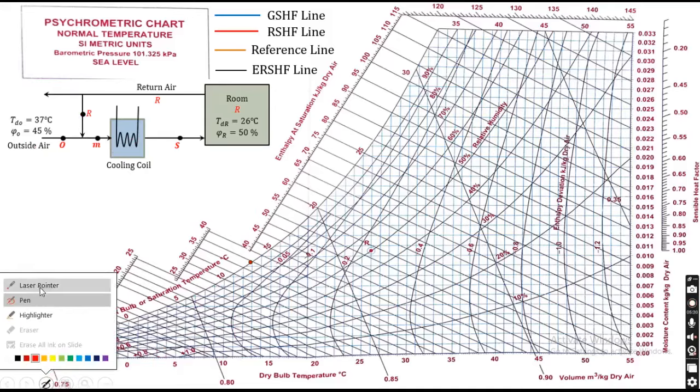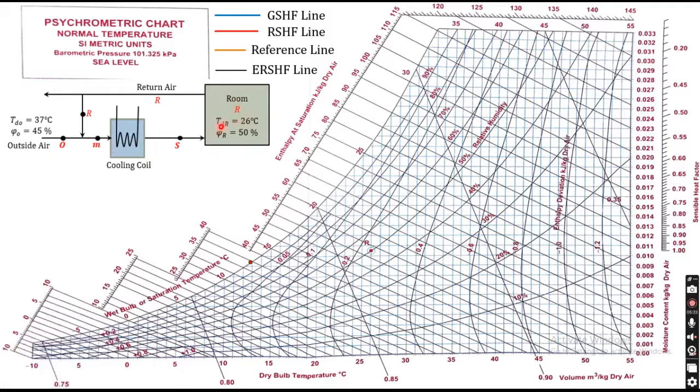Room condition is dry bulb temperature 26 degrees Celsius and relative humidity 50%. So we have temperature here, 26 degrees Celsius. If you go vertically upward, we get the 26 degrees Celsius line. Then 50% relative humidity is there. So this line is of 50% relative humidity. So our point R is nothing but the room condition. Although it is a reference point that we can use later on, right now this R point is over here.